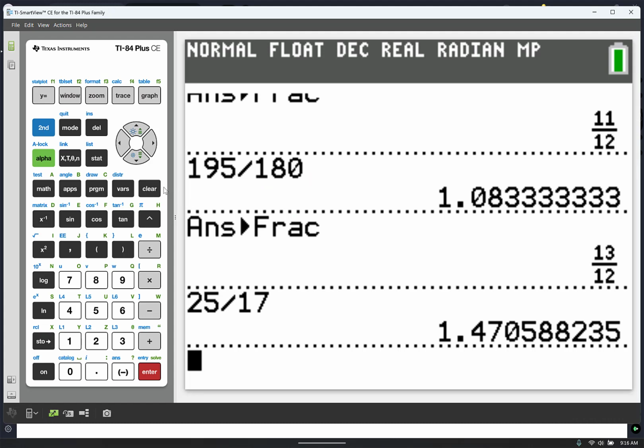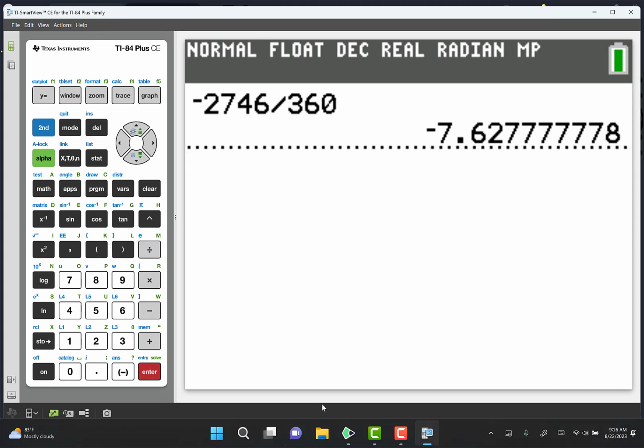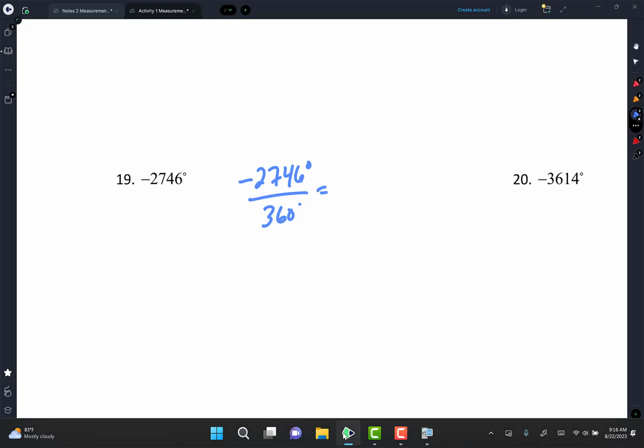19? Okay. That one says negative 2746. So you take this, negative 2746 degrees, and I'm going to divide it by 360. Negative 2746 divided by 360. Push enter, and I get negative 7.627777778. It actually goes on forever. That 8 is just rounded.